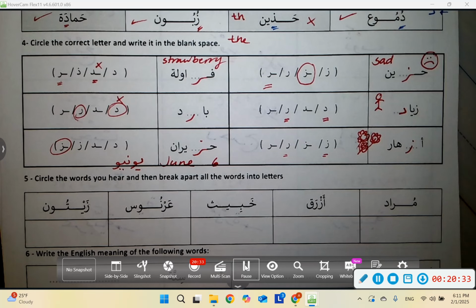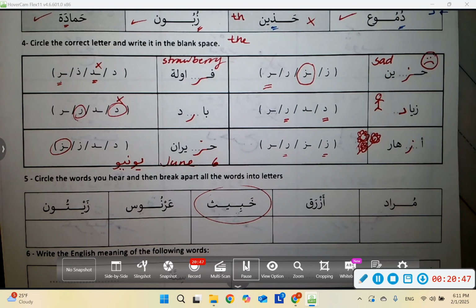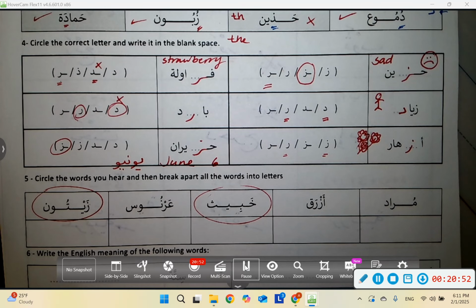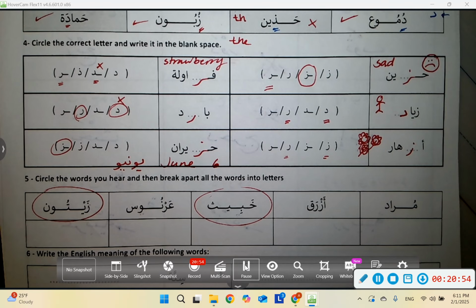Next, question number 5. Circle the words you hear and then break apart all the words into letters. So circle خبيث, which is this one, and circle زيتون, which is this one. Now let's break apart the words.